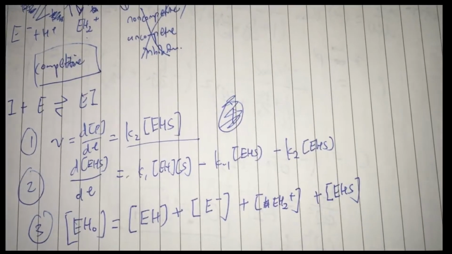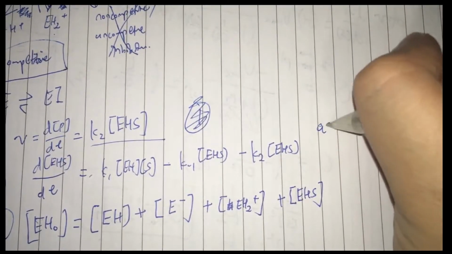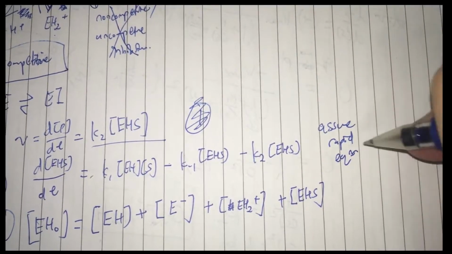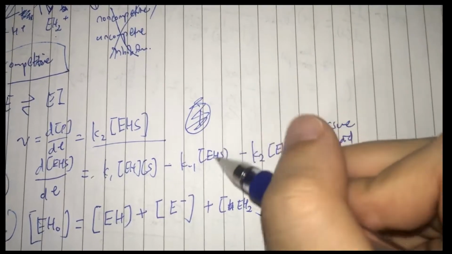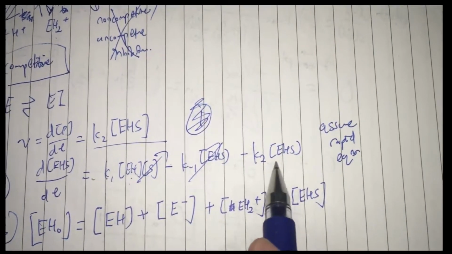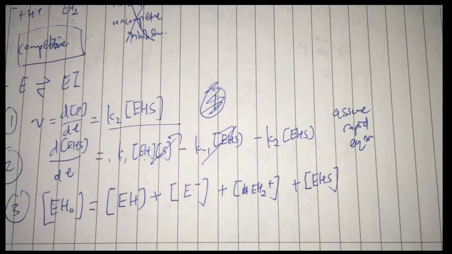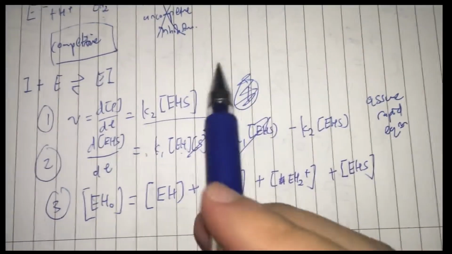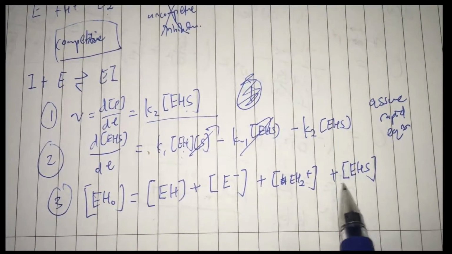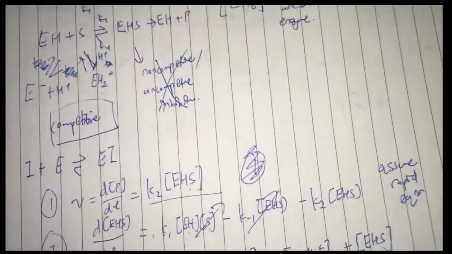Right, so again we can assume rapid equilibrium. So that means the K2 is controlling, so we can just assume these two equal each other and we just cancel them off. So the second equation doesn't really become useful. So what we want is this EHS, and for this EHS we have to make this the subject.